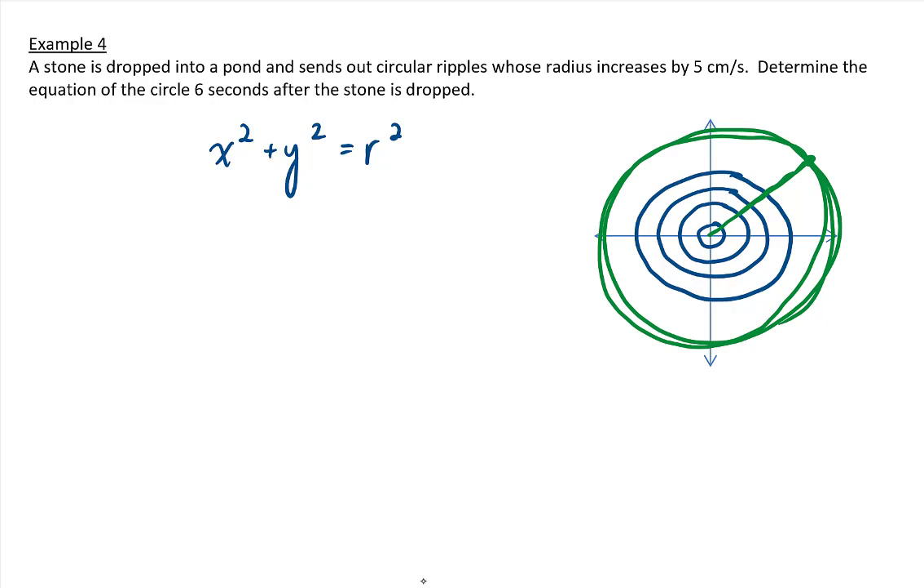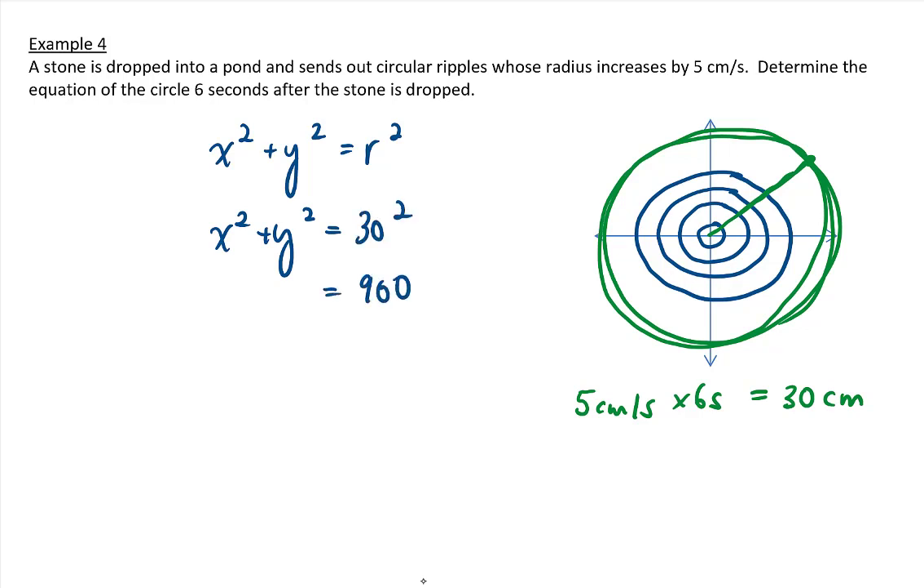How large does that circle get after 6 seconds? So if we look at that closely, we have 5 centimeters per second. That means 6 seconds later, if I multiply the two, times 6 seconds, that's going to be a circle whose radius is 30 centimeters. So if the radius is 30 centimeters, then we have x squared plus y squared equals 30 squared. And 30 squared is equal to 900. So the equation of this circle is x squared plus y squared equals 900.